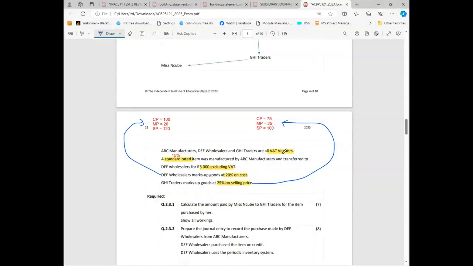So we can try to answer the question. Let's see if you tried. They say 3.1, calculate the amount paid by Miss Nube to GHI for the item. Can you see now? They just want the selling price because GHI sold to Miss Nube.